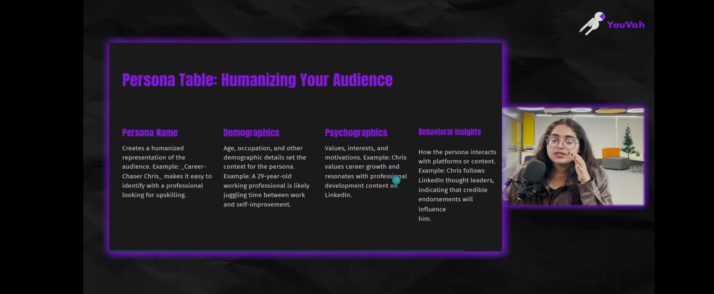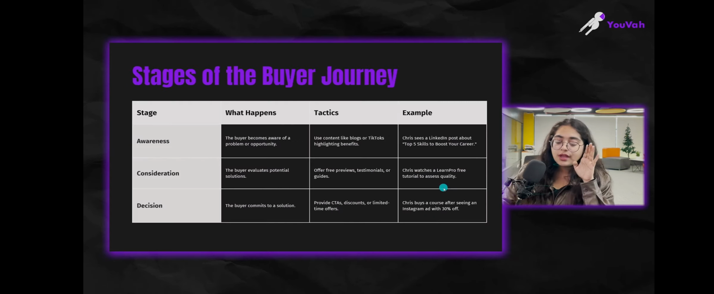Psychographics are the values, interests, and motivation. Career growth is something she resonates with, and she reads content on LinkedIn as well, right? Behavioral insight is how she interacts with the platform or content. Chris follows LinkedIn thought leaders, indicating that credible endorsement will influence her. So what you have done is give a name, demographics, psychographics, and a behavioral analysis, everything in very crystal clear points, right? Whenever somebody designs a strategy, you think of that particular customer: if this was a customer, would this customer buy or not, right?